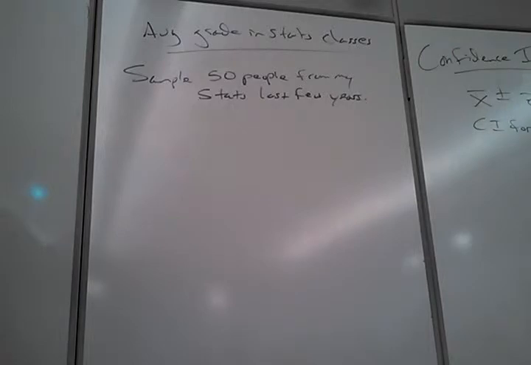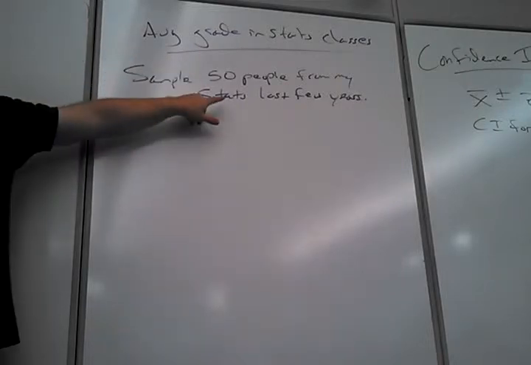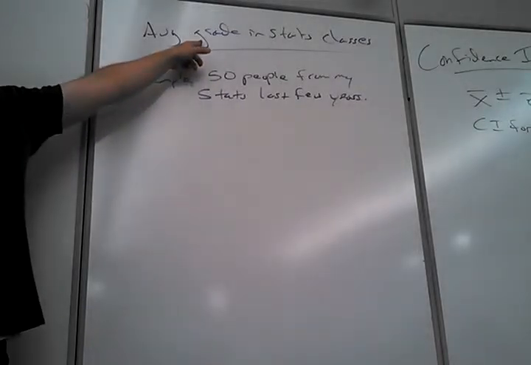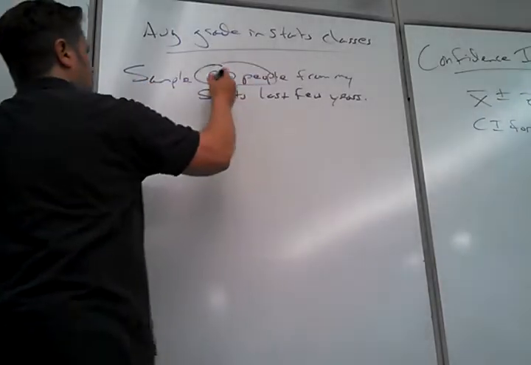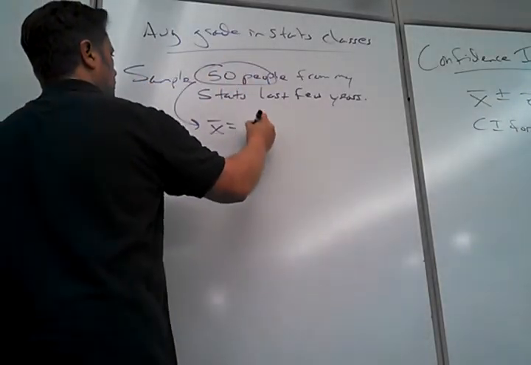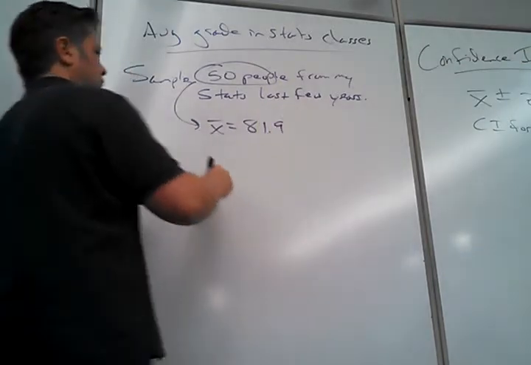How are we doing? There's a lot of vocabulary coming back at us. Parameters of population, statistics sample. So I want to get the statistic from the sample and try to use it to infer something about the parameter that I'm trying to get. I want to know my total average grade. Take a sample of 50 kids. I find the average from this sample is 81.9.